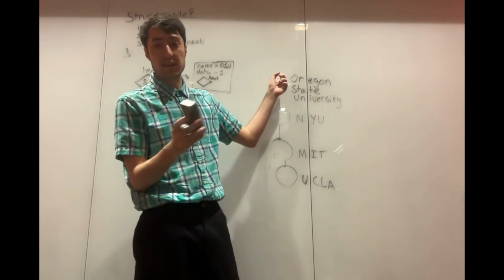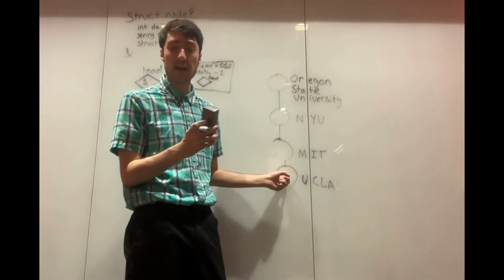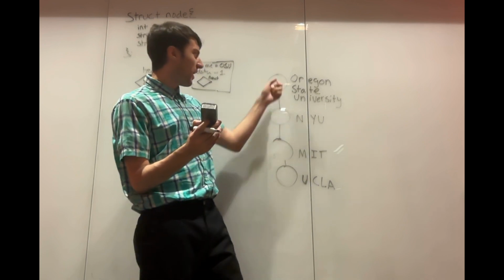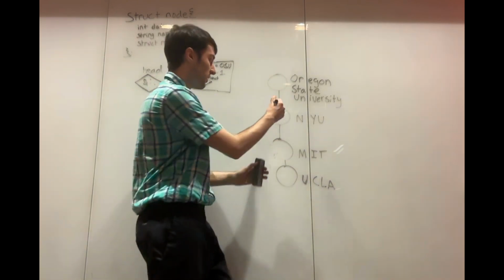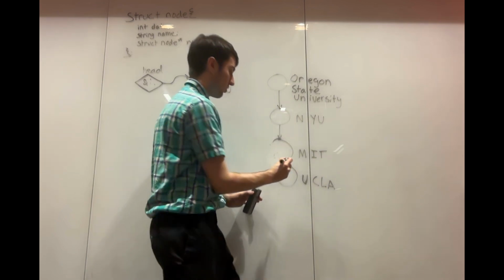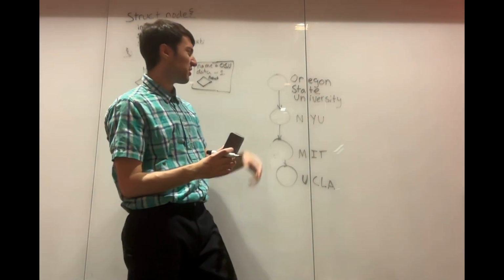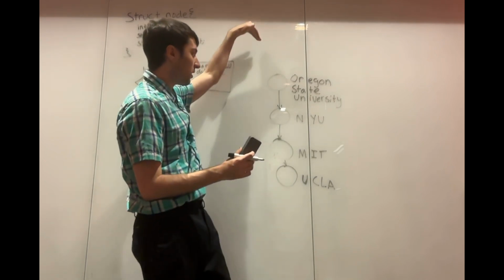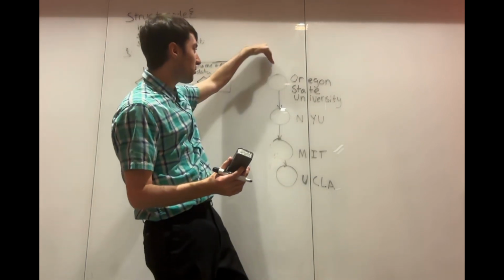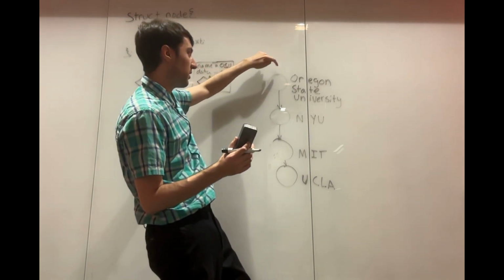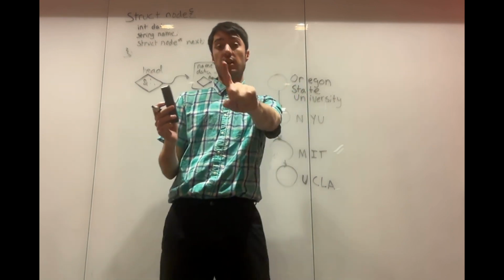You have to know how to get onto the subway before you can even ride it, correct? And then if you get to MIT, well, how do you get back up to OSU, assuming that these are all one directional? Like if you're at MIT, you can't get to Oregon State University. So you always want a variable that is continually and only pointing at the first element in your linked list.